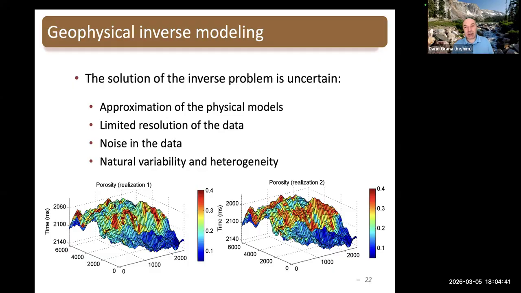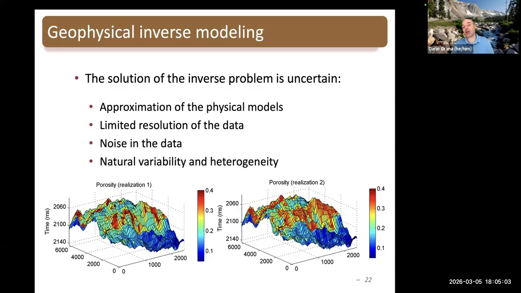Then there is some noise in the data. If you look at the signals that we record with the geophones, with the seismic sensors that I showed you before in the previous slides, you don't really have a flat line when you're traveling in a homogeneous medium. You have some kind of noise. This noise is also a source of uncertainty.